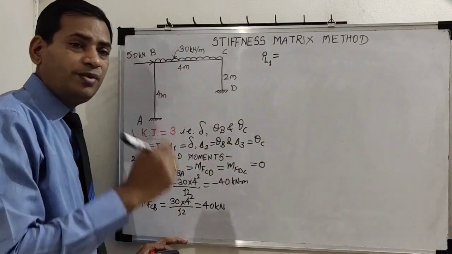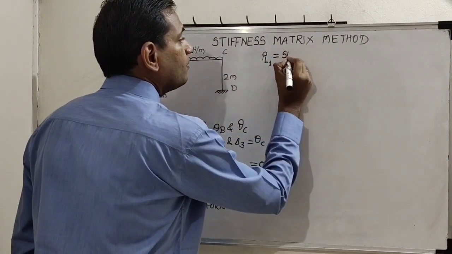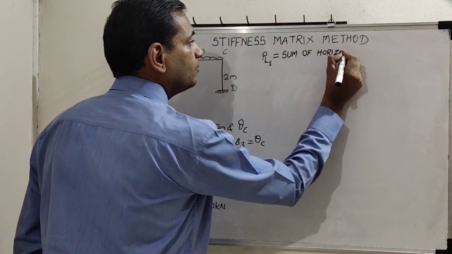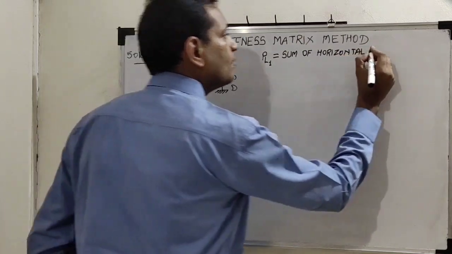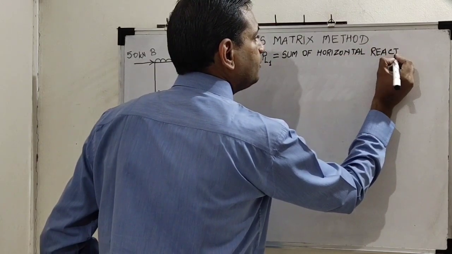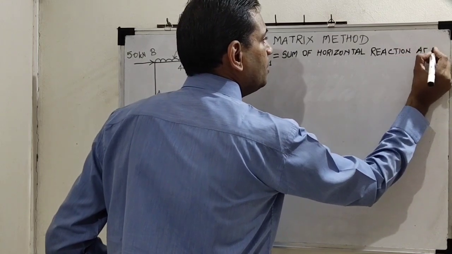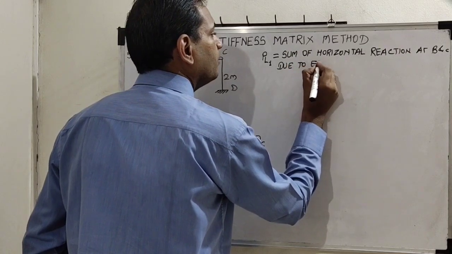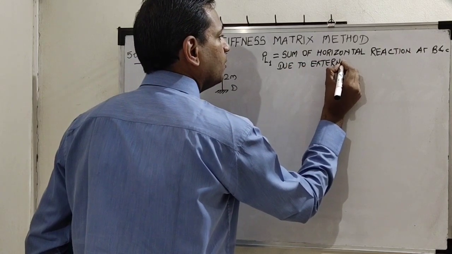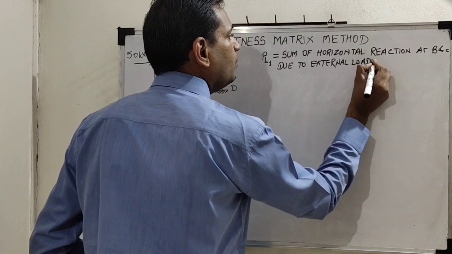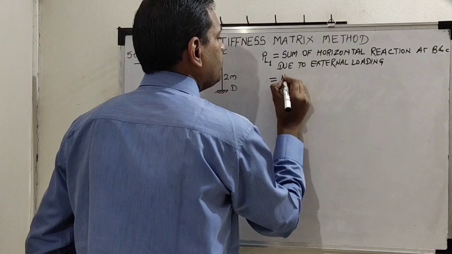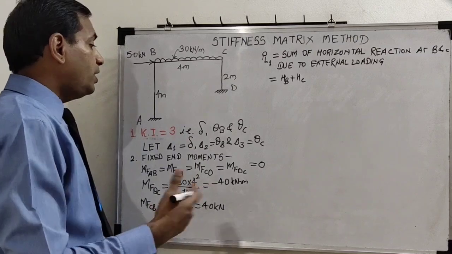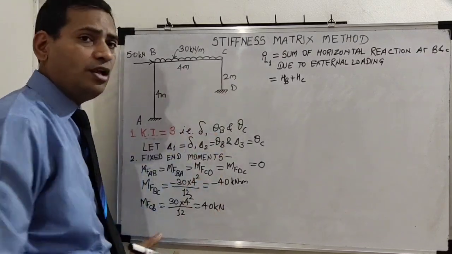This is what is different from the previous two questions. So sum of horizontal reactions at B and C due to external loading. So it is HB plus HC. So we will have to find HB and HC. But we do not have any external loading on the columns.